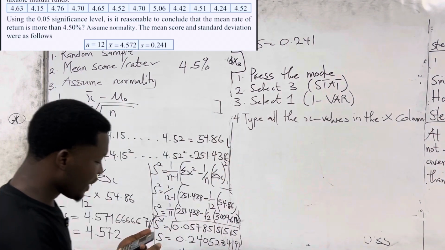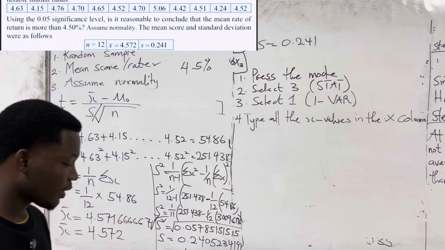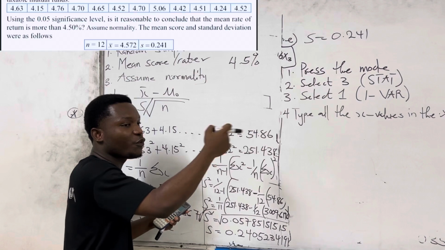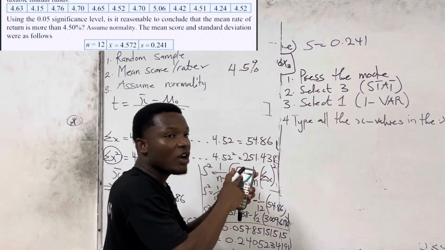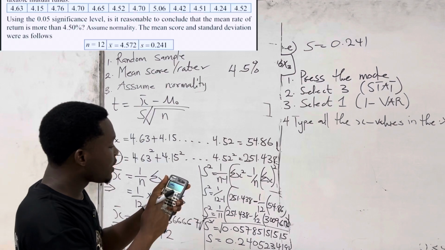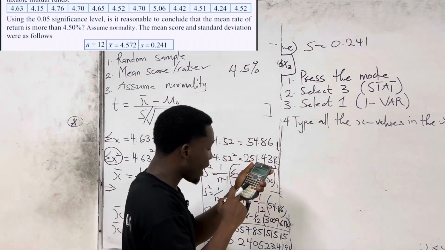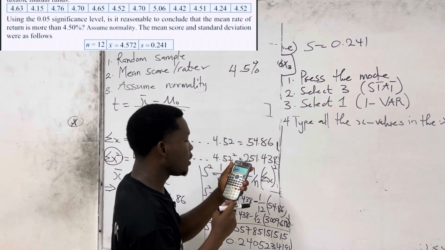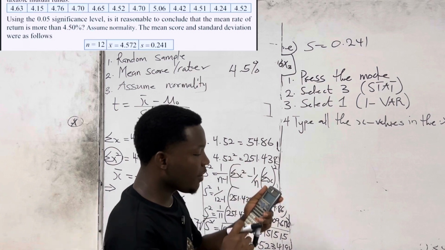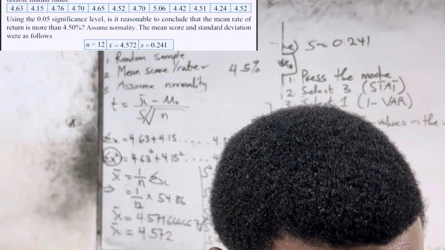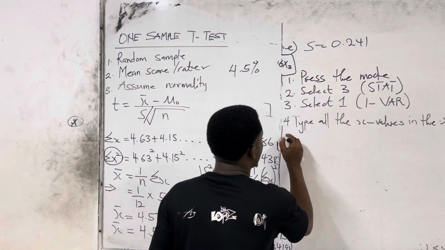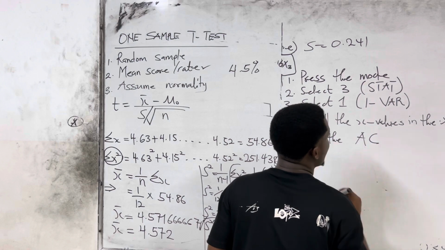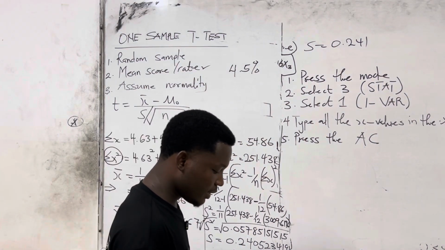So you see where you have been given the X values, the 4.2, the 4.5, to 4.24. You have to type them orderly in the X column. And when you type a value, let's say 4.51, then you press equal to, and it will move you to the next one. So after punching everything, you press the AC on the calculator.